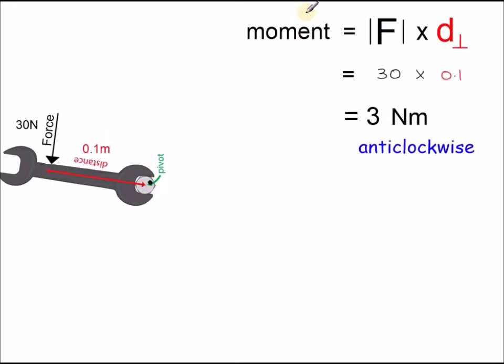So again we can calculate the strength of that rotation produced by the force by calculating the moment. 30 Newtons times the perpendicular distance, and there's a right angle here between them. It's a simple example. This time it's anti-clockwise.